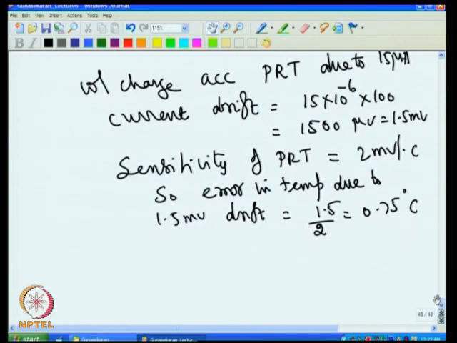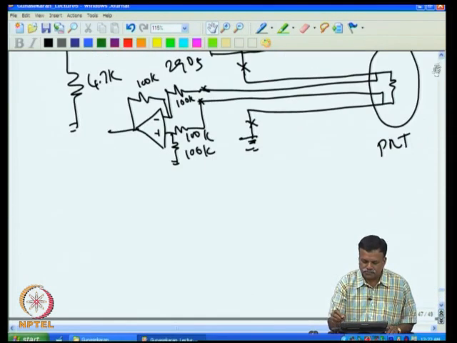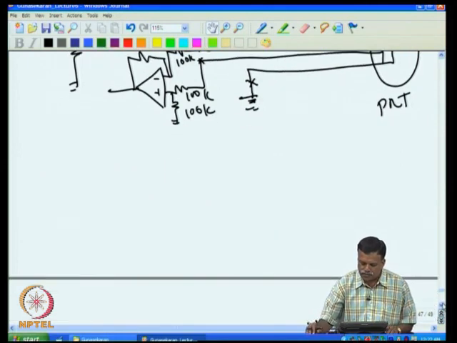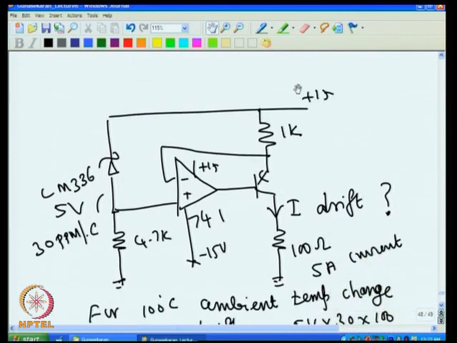Then we see other errors. The other error will be resistance drift. So, we have this resistance, we call this R resistance. R drift will have error. Of course, this resistance drift has no implication, because this resistance changes only the Zener current, but we know that when the Zener current changes, the voltage across the Zener hardly changes, so there is no issue with that. So, one need not worry about this resistance.